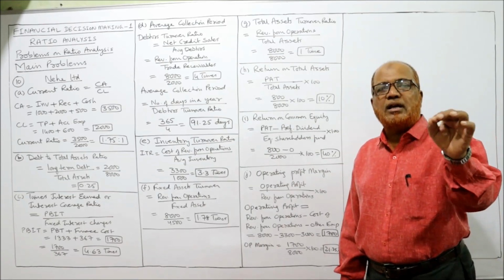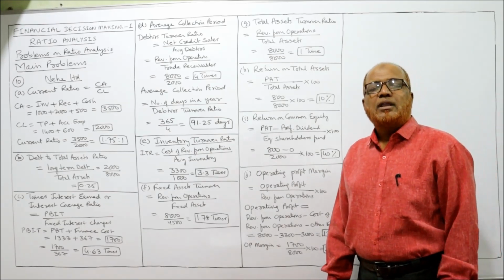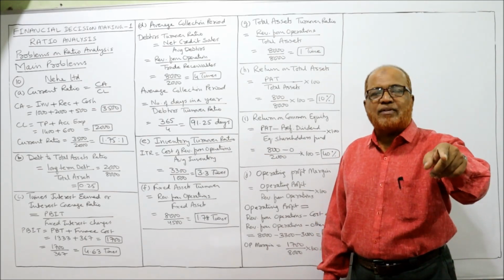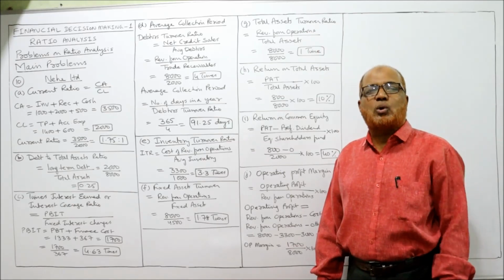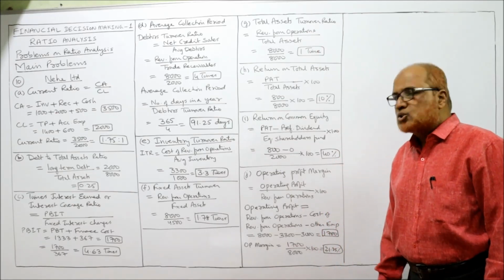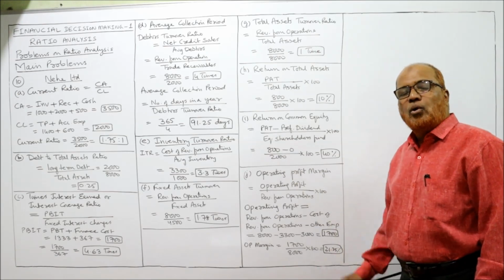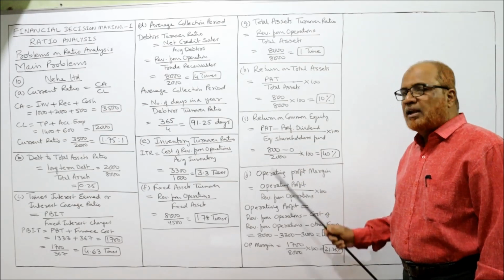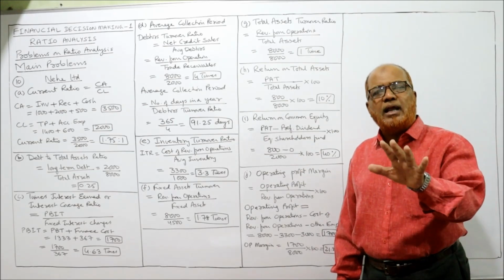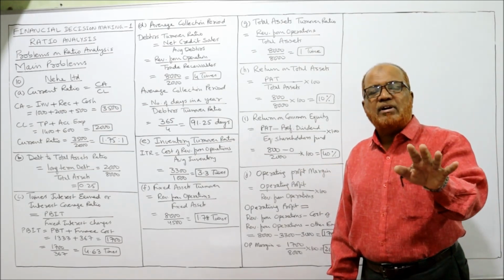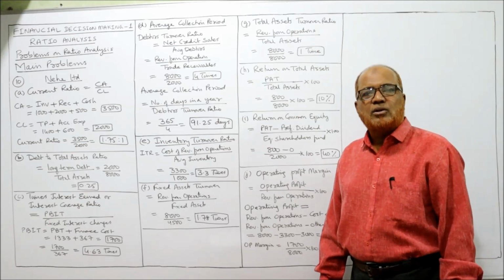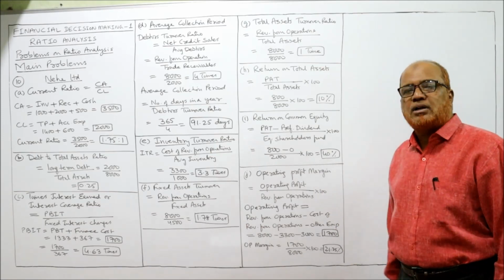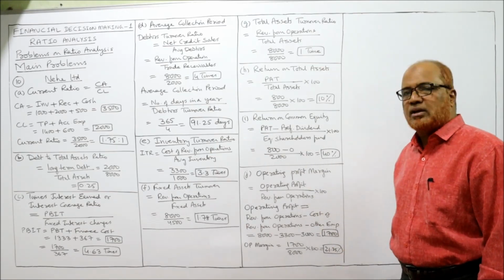Now return on common equity. This is the return on equity shareholders' fund. The formula is PAT minus preference dividend divided by equity shareholders' fund into 100. PAT is 800. We don't have preference share capital, so there is no preference dividend. Similarly, for equity shareholders' fund, we have only equity capital; we don't have any reserves or surplus. The equity share capital is 2,000. So into 100 it comes to 40%. This is the return on common equity.